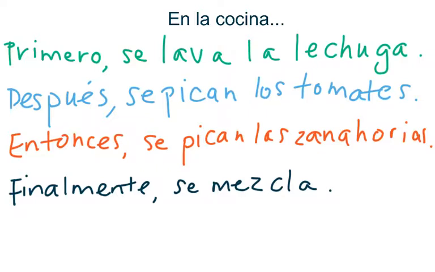So here's an example. Primero se lava la lechuga. Después se pican los tomates. Entonces se pican las zanahorias. Finalmente se mezcla.